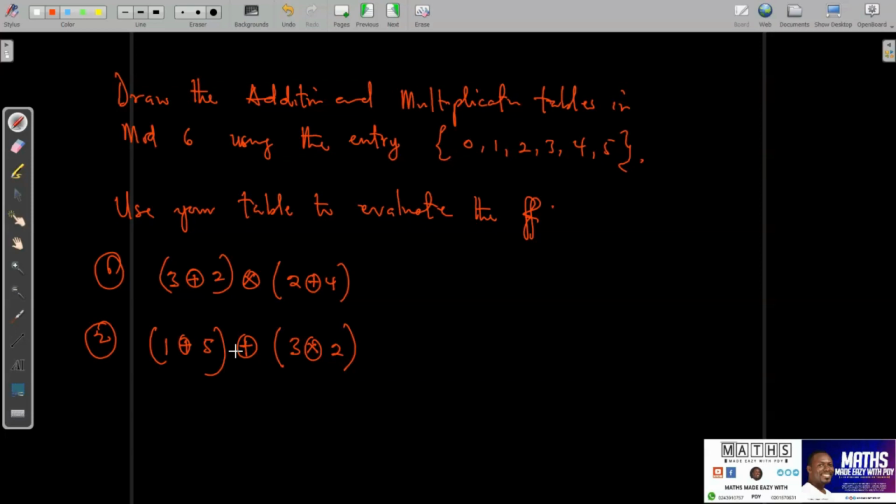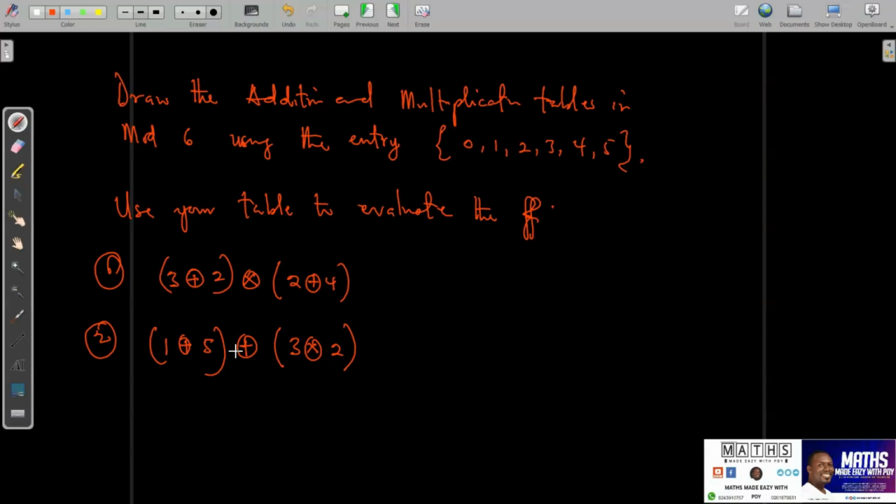You have always been given the entry. Sometimes you'd be given the entries, other times you may not be given the entries. So when you are given the entries, you use whatever has been given to you. If you are not given the entries, then you must always remember to consider the elements in that given mode. Please, am I clear? Okay, good.